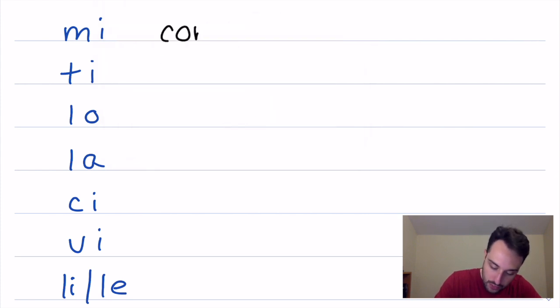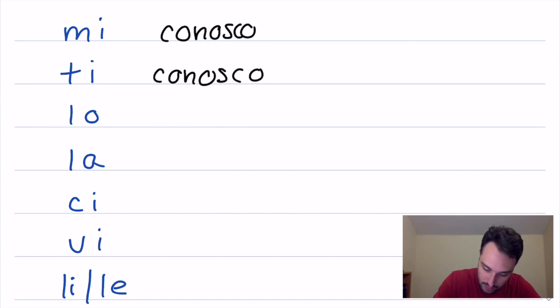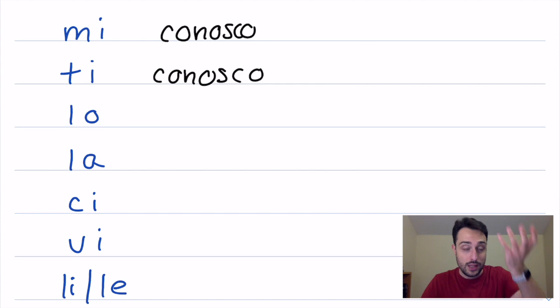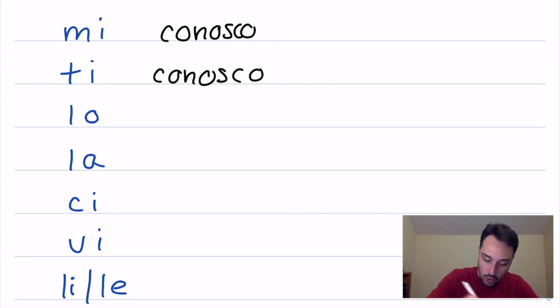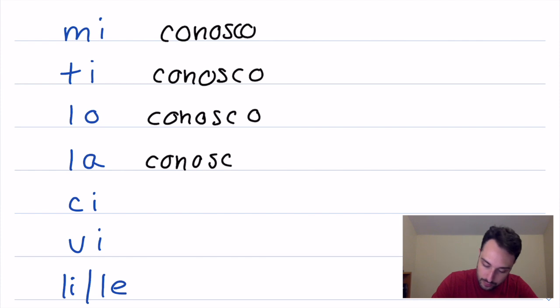So, mi conosco means I know myself. Ti conosco means I know you, because it's you, I know. So in Italian, we say who or what first. Lo conosco means I know him or I know it, because the third person pronouns in Italian are used both for people and objects. La conosco means I know her or it.